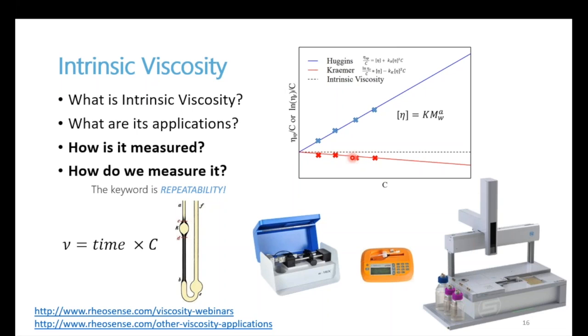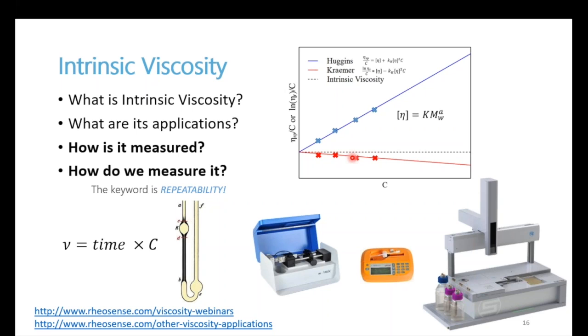If you're using something like a rheometer, just the variation that you get from your sample loading procedures, from sample to sample or from concentration to concentration, is going to affect your repeatability so much that you're not going to be able to track those changes in a way that allows you to measure this property accurately. So capillary-type viscometers are often used for this kind of measurement. That's how it's conventionally measured.